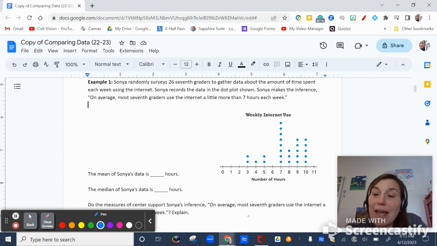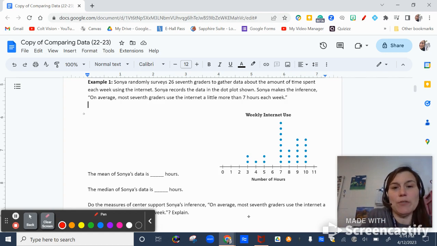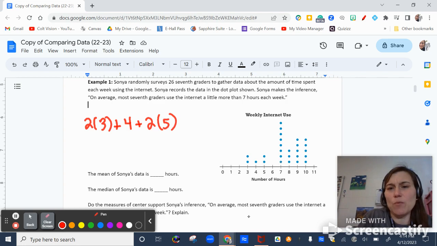Well, what's the average number? The average number could also be considered the mode, but to find the average, we're typically going to find the mean of this data set. And to find the mean, we're going to add up all the numbers. So there are 2 3s plus a 4 plus 2 5s, right, we're counting these dots, plus 1, 2, 3, 4, 5, 6, 7, 8, plus 8 7s, plus 3 8s.